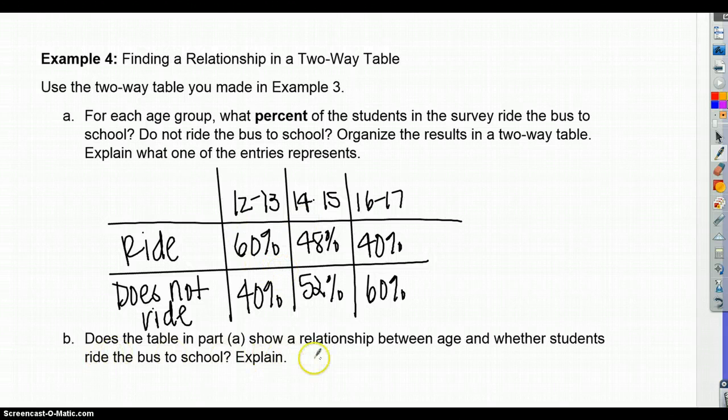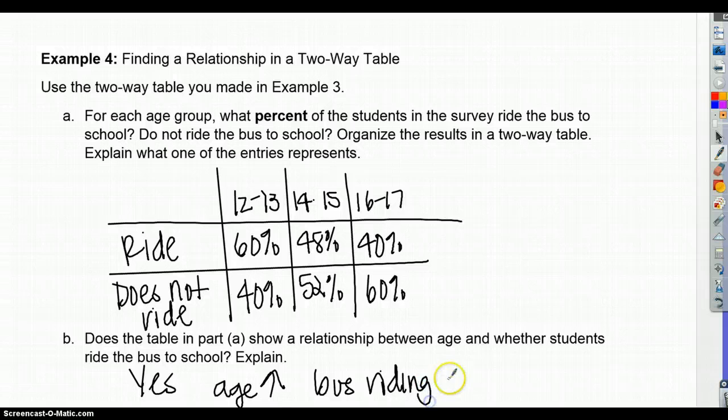So does the table in part A show a relationship between age and whether students ride the bus? And that answer is yes. As age increases, bus riding decreases.